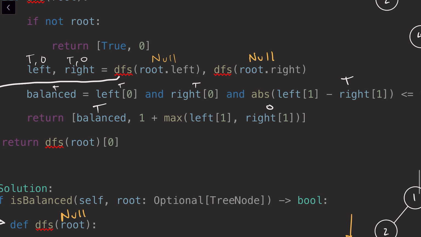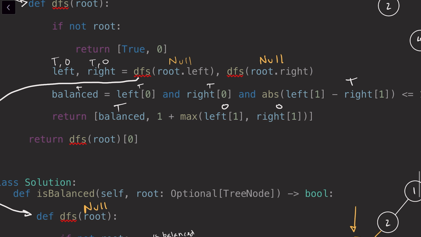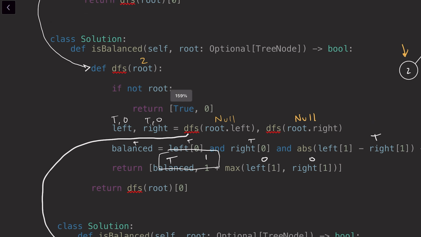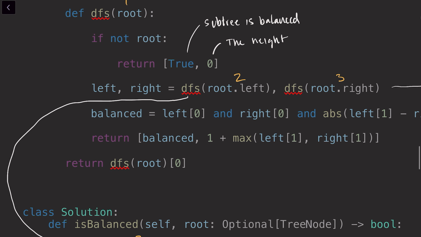Now we will return 0 minus 0. We will return the max of 0, 0. So 1 plus 0, we know that is 1. So we will return true, and that the height is 1. So returning that, we know that this is true and that the height is 1.